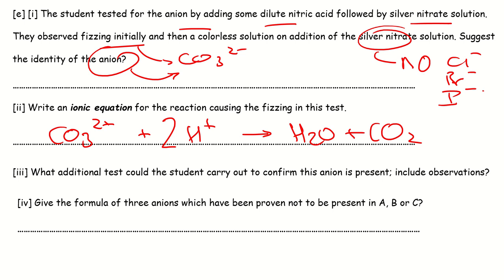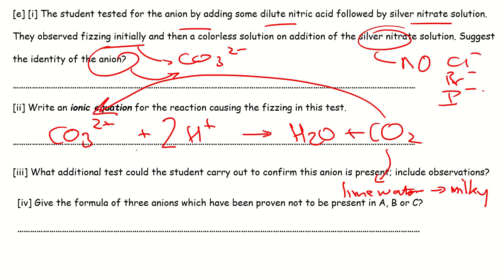What additional tests could it carry out to confirm the anion present? Well, you would, at that point, simply check that the gas was definitely carbon dioxide, and you would put that through lime water, and the lime water will turn cloudy or milky. So that will definitely tell you that your original ion back here had to have been a carbonate.